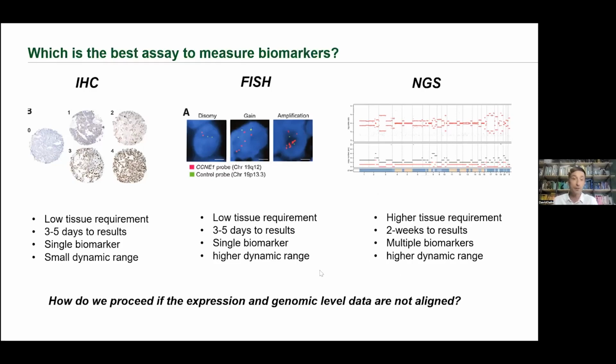So the problem with this though becomes how do we proceed if the expression and genomic level data are not aligned? So in the case of cyclin E, you can think of a scenario, this is actually a scenario in the clinic, where you see high amplification based on an NGS, but then you look by IHC and you have low protein. So we might be actually picking patients, if we're picking on NGS, that don't actually end up with high protein level. So we might be treating patients that might not respond. Alternatively, a patient could have high cyclin E levels, but not be amplified at the NGS level. So we might be missing these patients if we're only looking at an NGS.